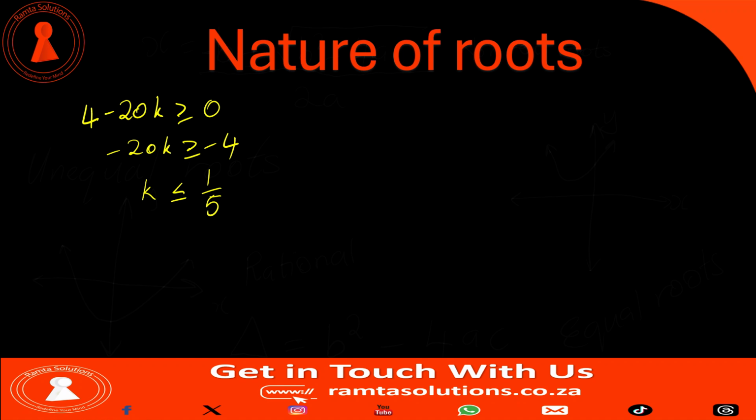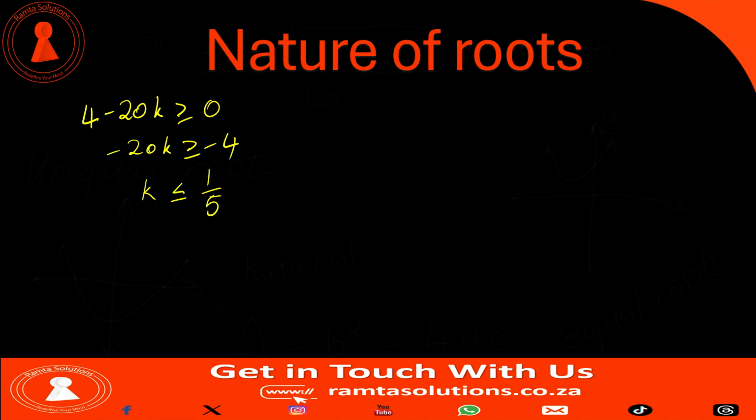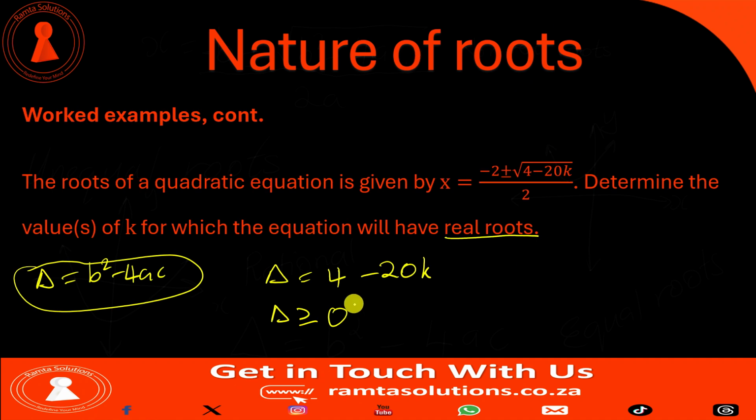All right. So any k value that is less than 1 over 5 will give you real roots. If you have k greater than 1 over 5, you will not have that. I think I should give you an example here. But no, I don't have to. Let me just explain. Think of any number that is less than 1 over 5. I can even think of 0.